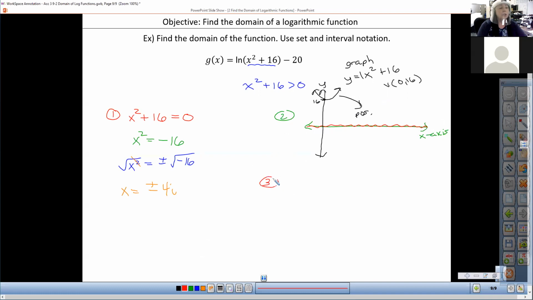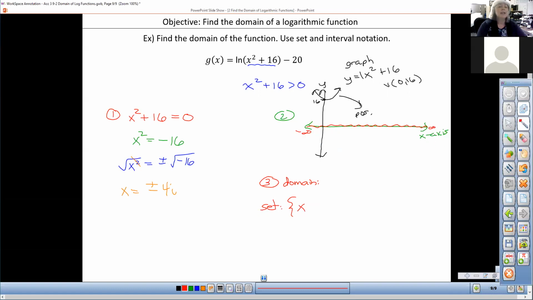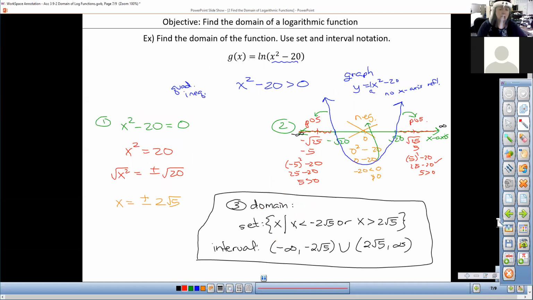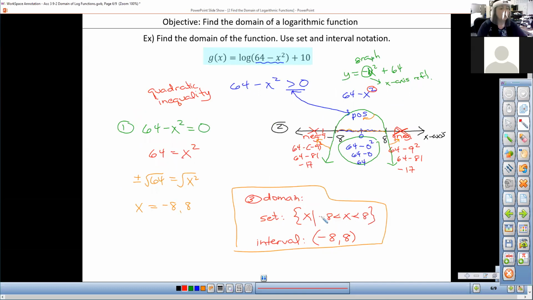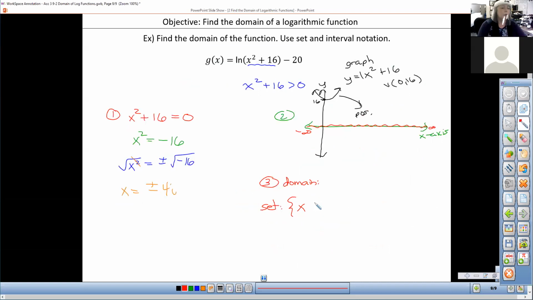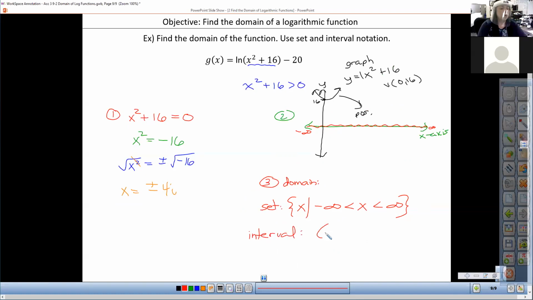So now when I go to write my domain as a set, the set of all real numbers, remember, in its set notation would go from negative infinity to infinity. So the inequality looks like this, where you have that compound inequality bounded by the numbers on the ends, except instead of numbers on the ends, we're bounded by our infinities. So set of all x such that negative infinity is less than x, and x is less than infinity. And our interval notation goes from negative infinity to infinity, like so.